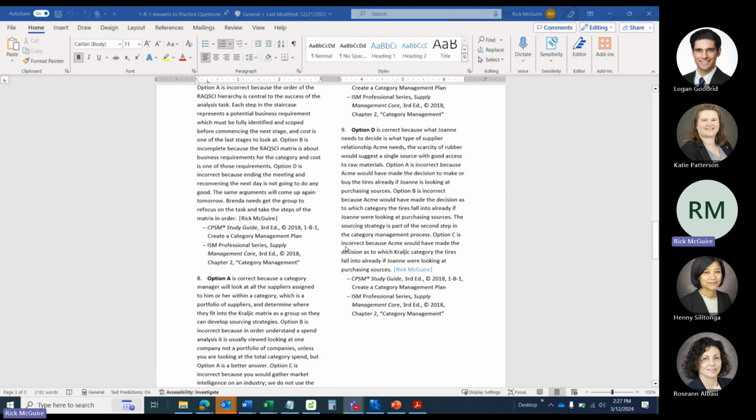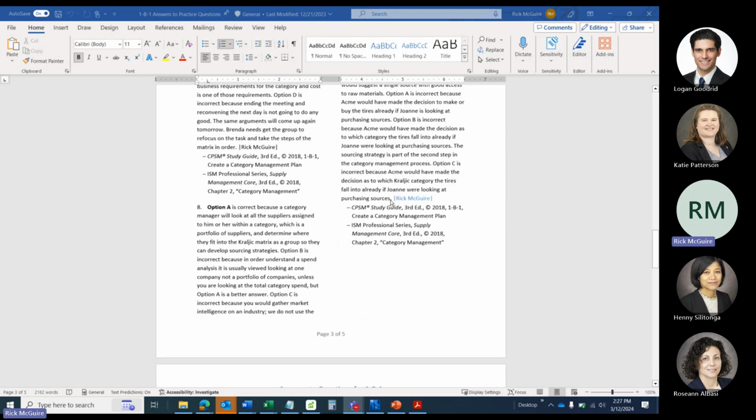9 is delta. What Joanne needs to do is to decide what type of supplier relationship Acme needs. The scarcity of rubber would suggest a single source with good access to raw materials. Yes and no.